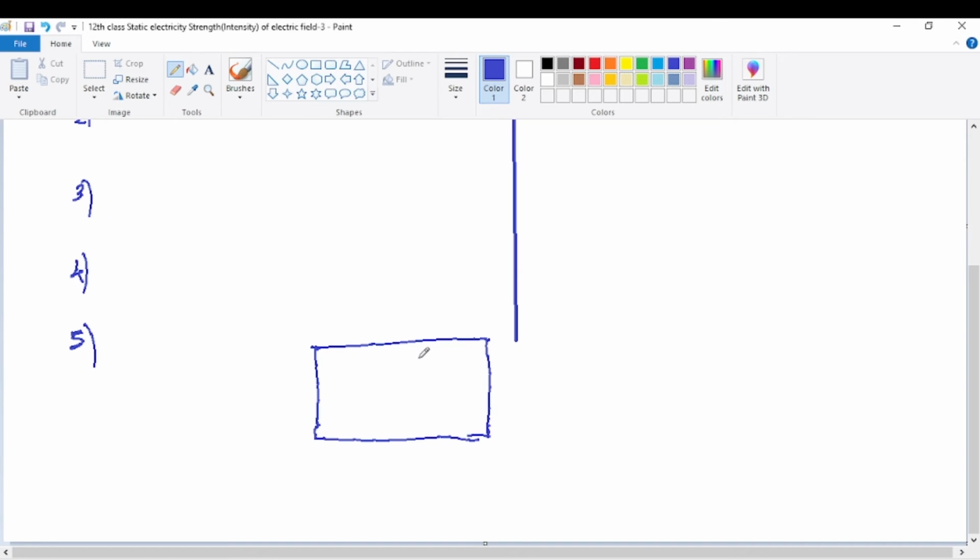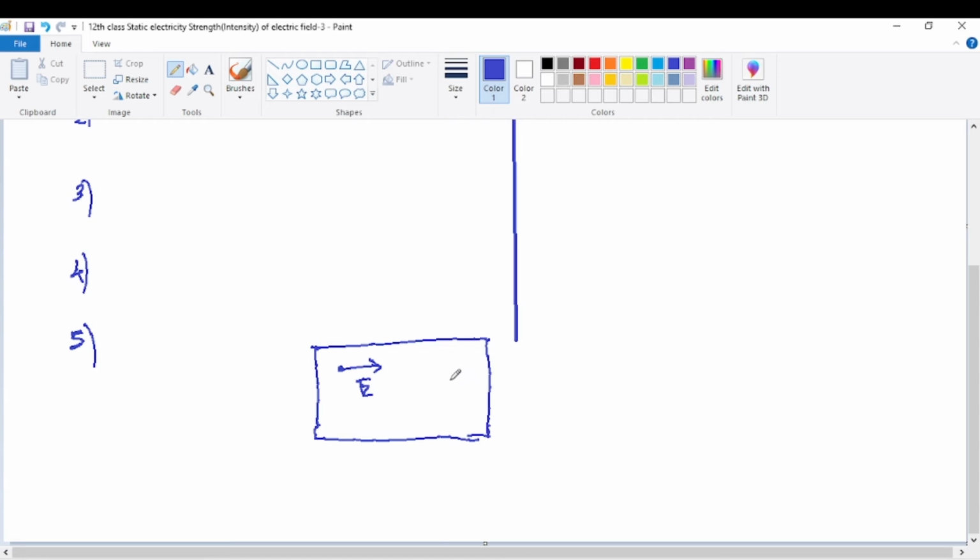What is the meaning of when is the electric field said to be uniform? An electric field is said to be uniform if the electric field vector, or the strength of the electric field, is the same at all points, exactly the same in magnitude and also direction. For example, the electric field vector at this point is E towards right. Then at every point it is exactly E towards right. Everywhere it should be exactly the same, both in magnitude and direction. Such a field is called a uniform electric field.